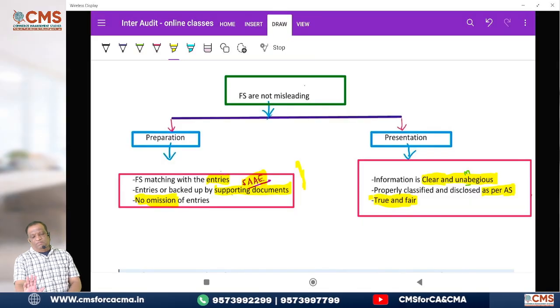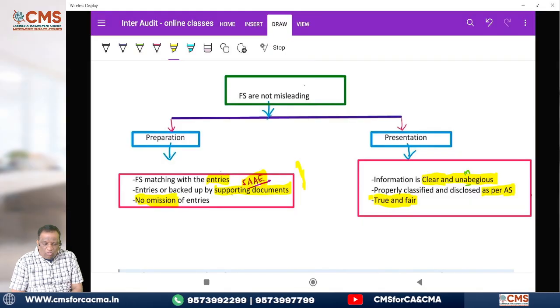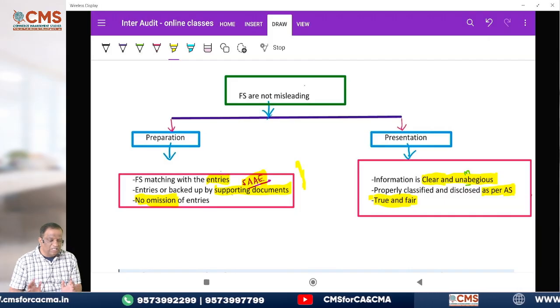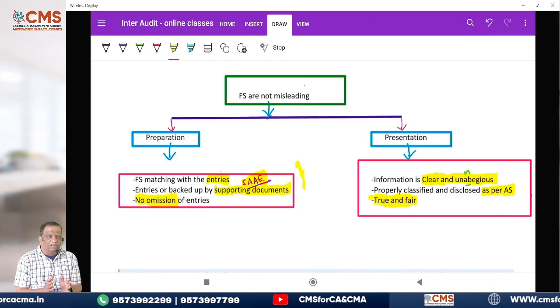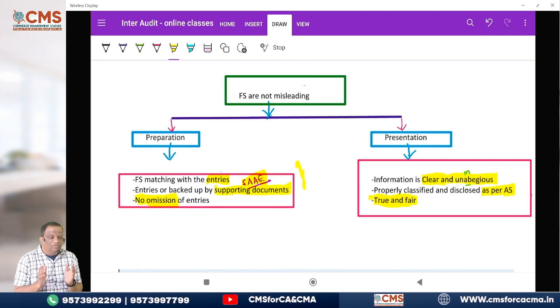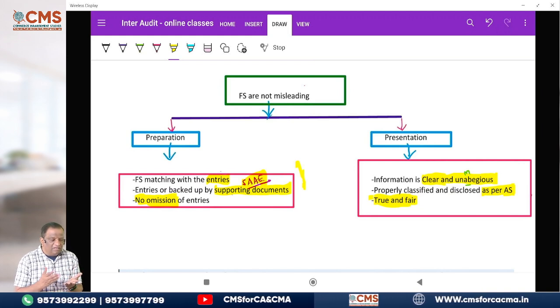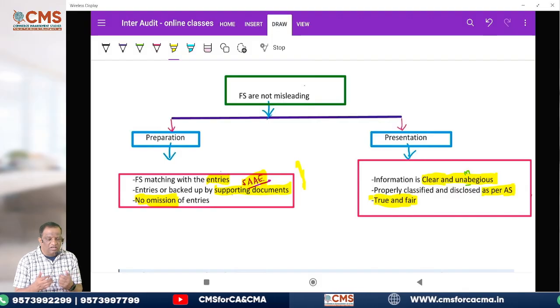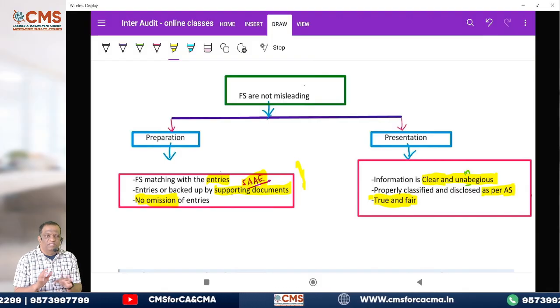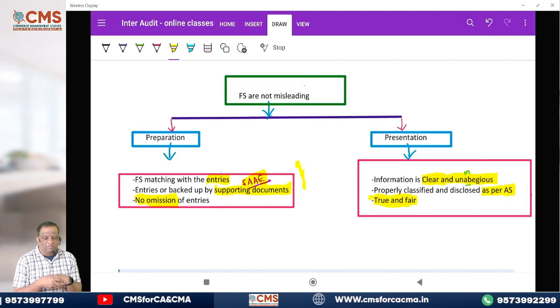Now, I'm getting back to it. What an auditor should do to ensure that financials are not misleading. There are 6 points in it. 3 are related to preparation of financials and 3 are related to presentation of financials. With regard to preparation, tell me the keywords. For your convenience, they are the ones which are highlighted in color. And once you remember that, you can build up the remaining statements.